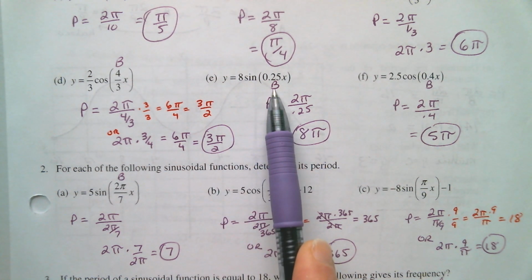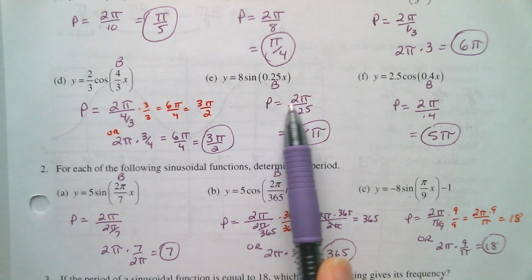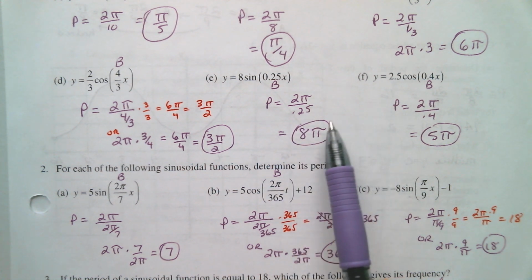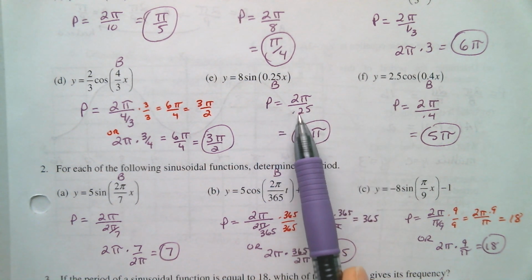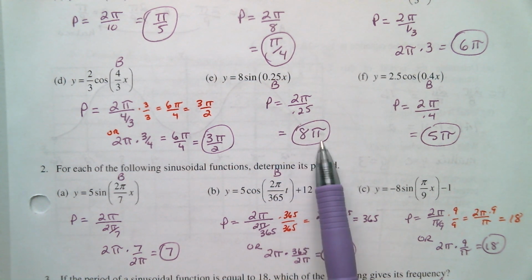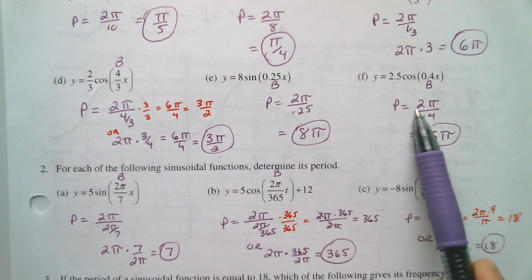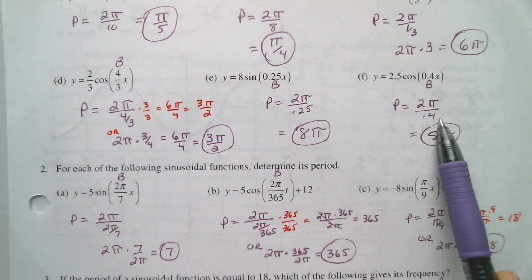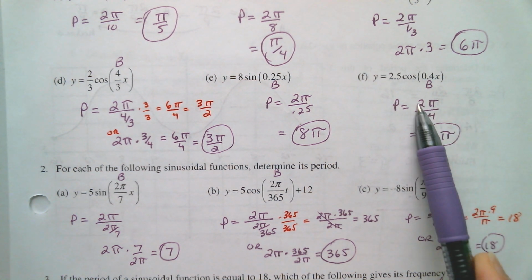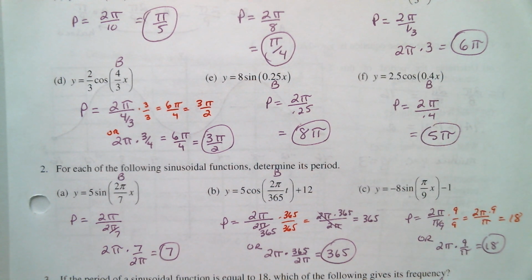B is 0.25 or 1/4. So 2 pi divided by 0.25. You can use the calculator, just do 2 divided by 1/4, and that's going to give you 8. So 8 pi. B here is 0.4. 2 pi divided by 0.4. Again, take 2 divided by 0.4 on the calculator. That gives you 5. Tack on the pi, 5 pi.